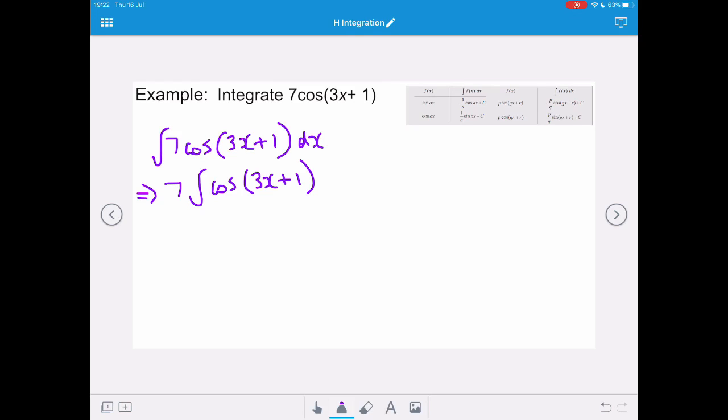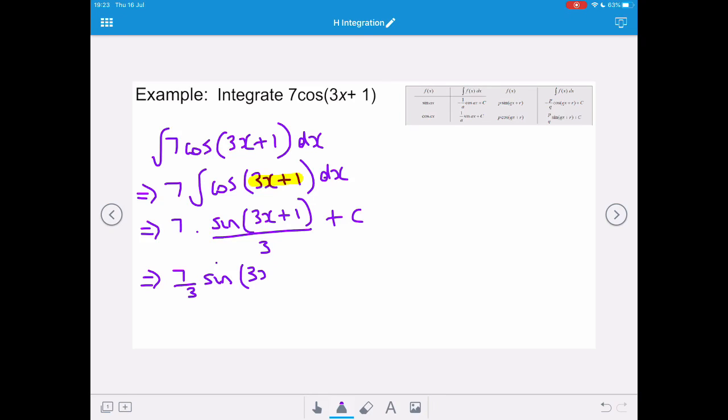Meanwhile, we're going to remember that cos of x integrates to sine of x. And we need to differentiate that bracket, 3x plus 1, which differentiates to 3. So our integral is going to be 7 multiplied by sine of our bracket, 3x plus 1, divided by the derivative of that bracket, which is 3, plus our constant of integration c, and we can simplify that to 7/3 of sine of 3x plus 1 plus c, which is our indefinite integral of this function.